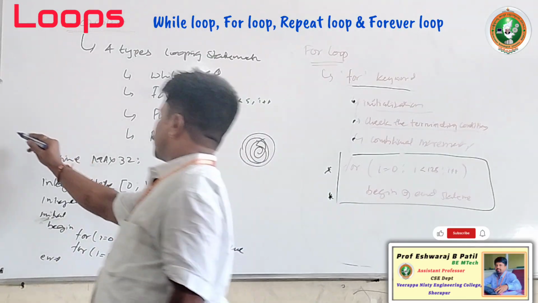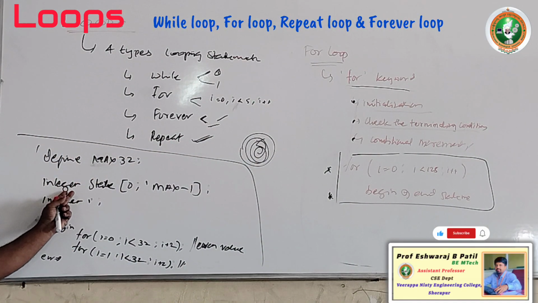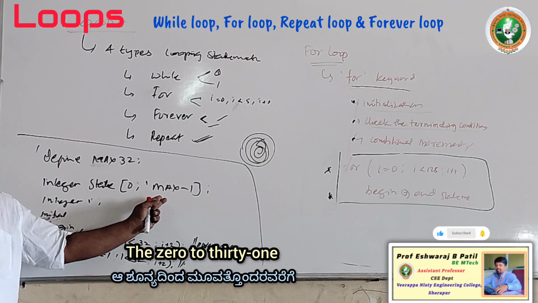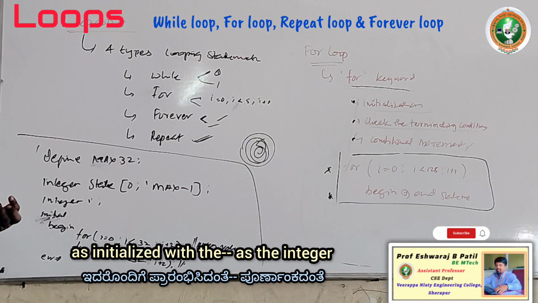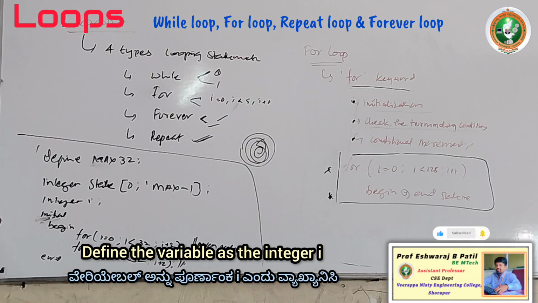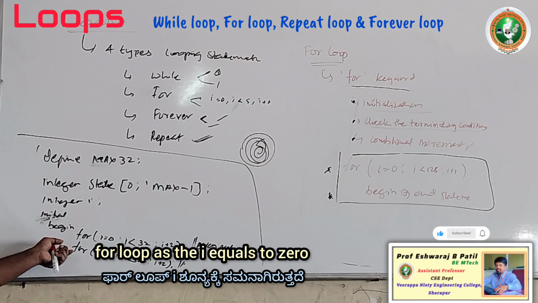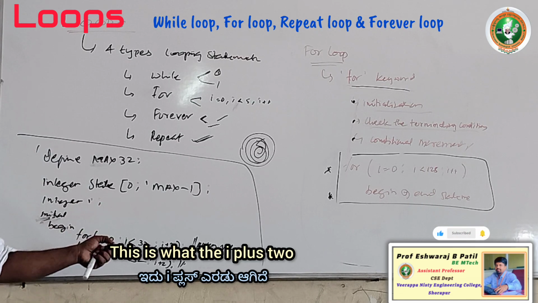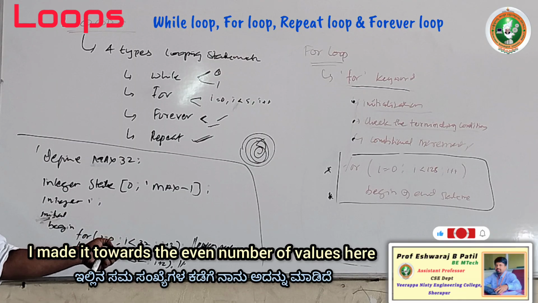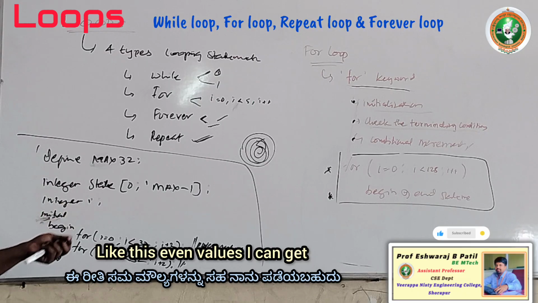For example, define the max of 32 values. I have to define integer state, 0 to 31. I define the variable as integer I, then use initial begin with the for loop, I equals 0, I is less than 32, I plus plus. With I plus 2, I get even numbers. 0 plus 2 is how much? 2. 2 plus 2 is how much? 4. Like this, I can get even values.